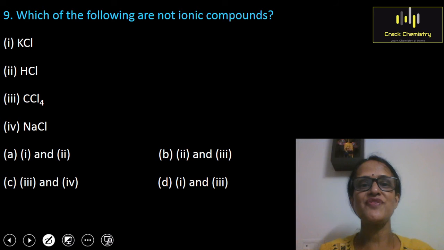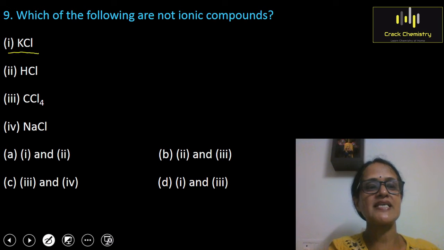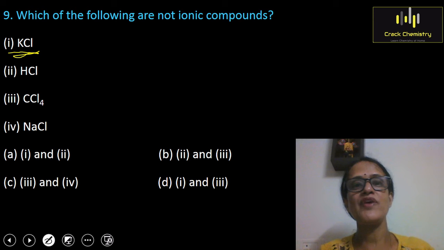Next question is, which of the following are not ionic compounds? Children, ionic compounds are formed by the loss and gain of electrons. They are formed between a metal and a non-metal. The metal loses one or more electrons and the non-metal gains electrons. So in the given options, the first option is KCl. It's an ionic compound where potassium metal loses one electron and forms a potassium ion, and the chlorine atom gains one electron and forms a chloride ion, Cl minus. So KCl is an ionic compound.